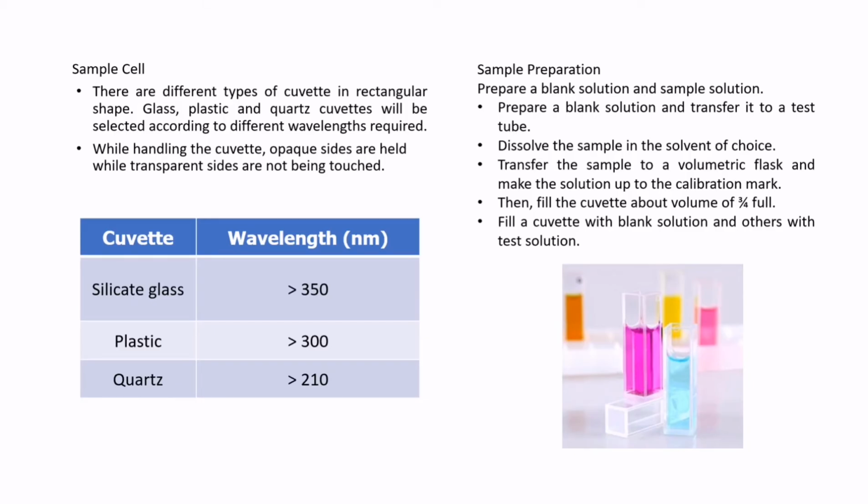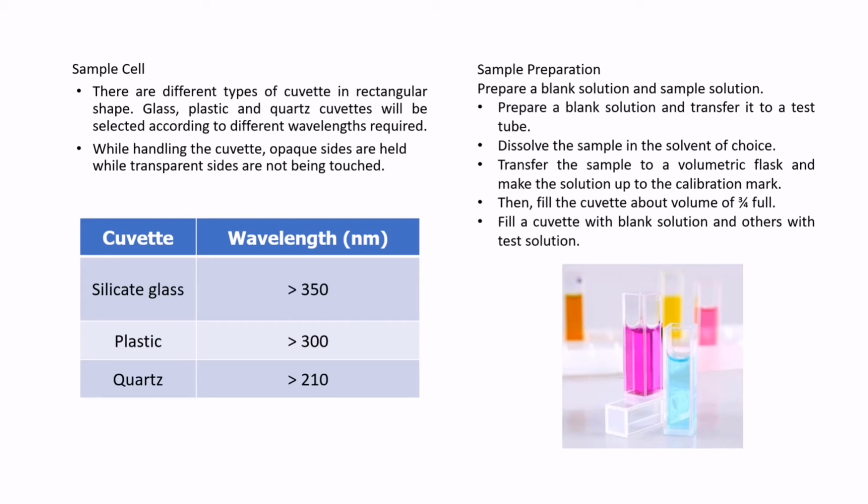There are different types of cuvettes in rectangular shape. Here we have glass cuvette, plastic cuvette, and quartz cuvette. These cuvettes will be selected according to the different wavelengths required. While handling the cuvette, the opaque sides are held while the transparent sides are not touched.